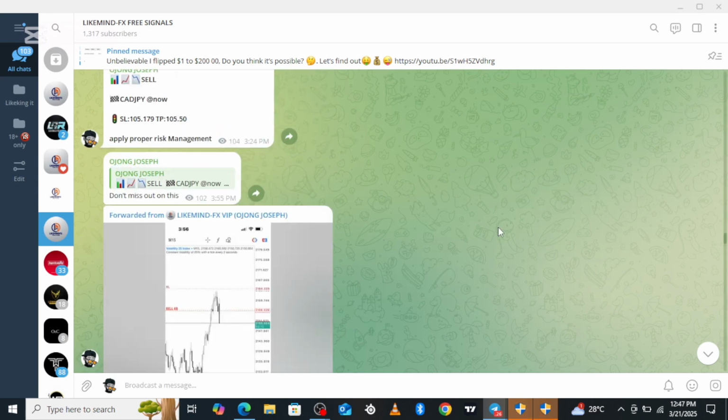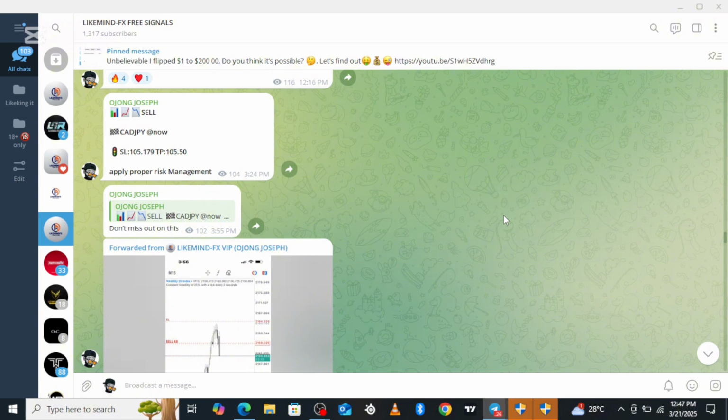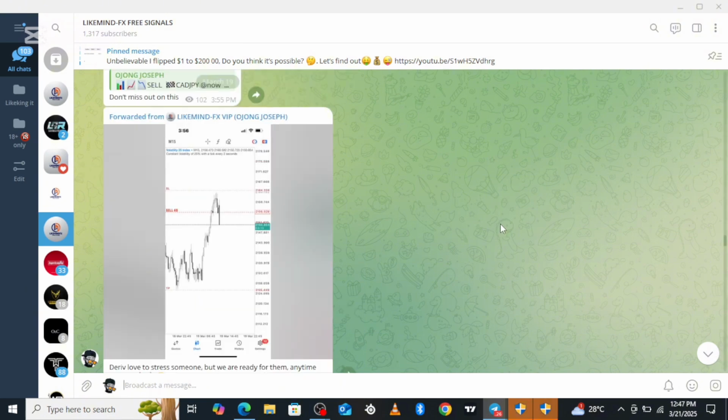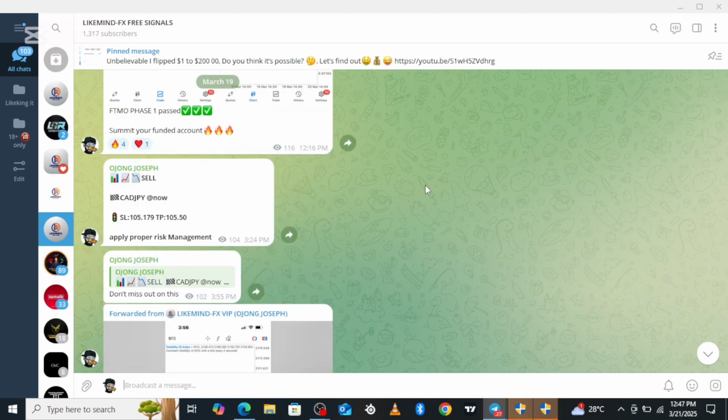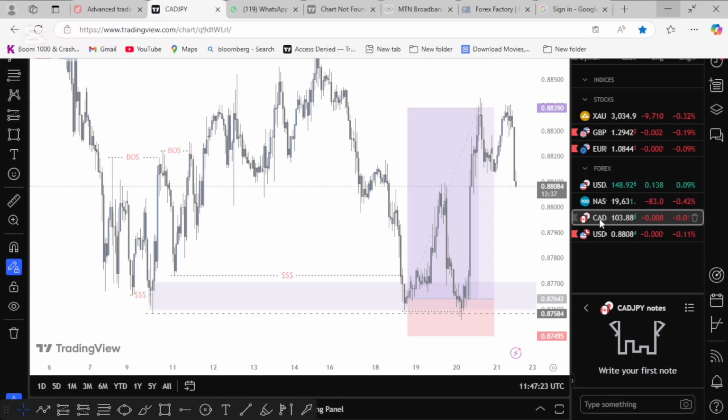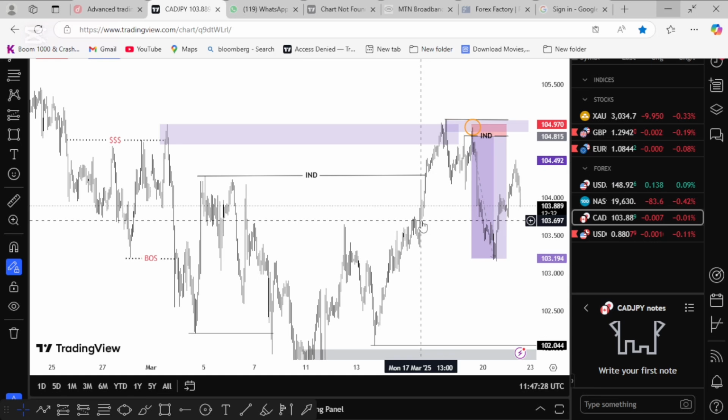Even just that alone. Also we had the CADJPY. We also trade synthetic too. I had a sell for the CADJPY later that day. So let me show you guys that. CADJPY, so this already we had for this.